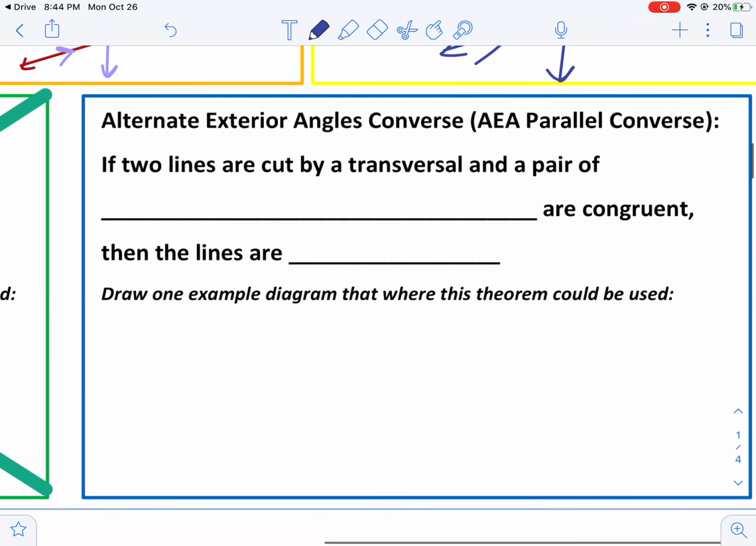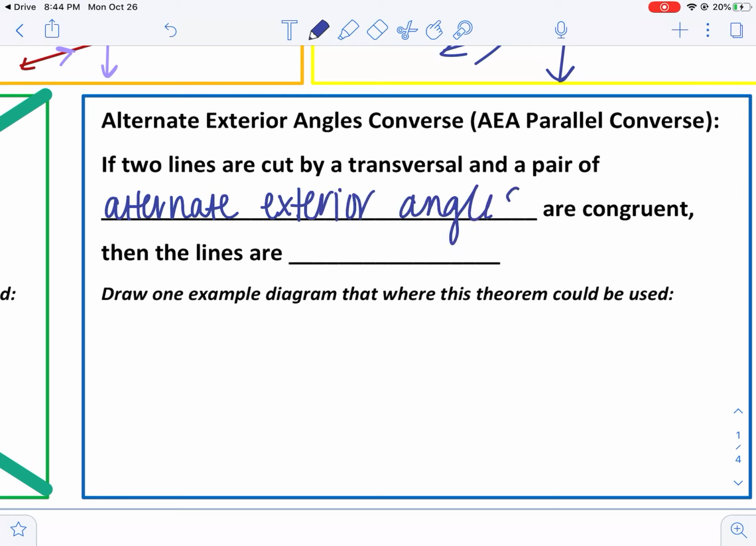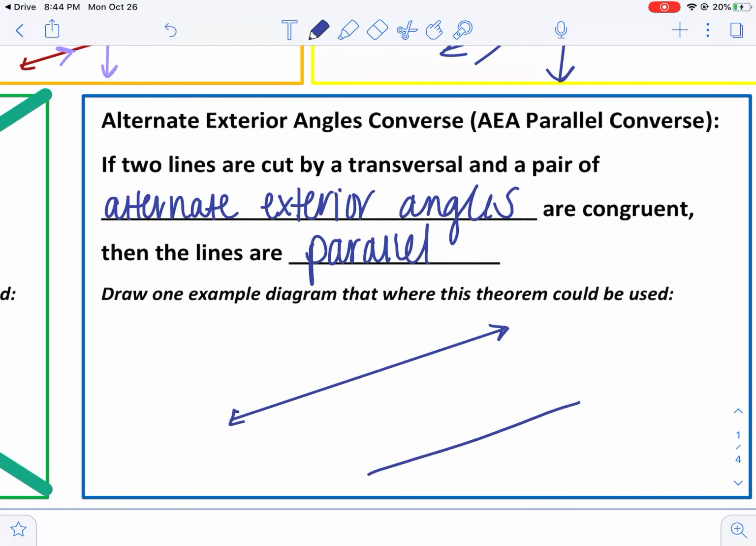Whatever. Anyway. Alternate exterior angles. If two lines are cut by a transversal and a pair of alternate exterior angles are congruent, then the lines are, of course, parallel. And just to hit home all of these angle pairs, remember we're looking for alternate exterior angles. If I know they're congruent, I know these lines are parallel.